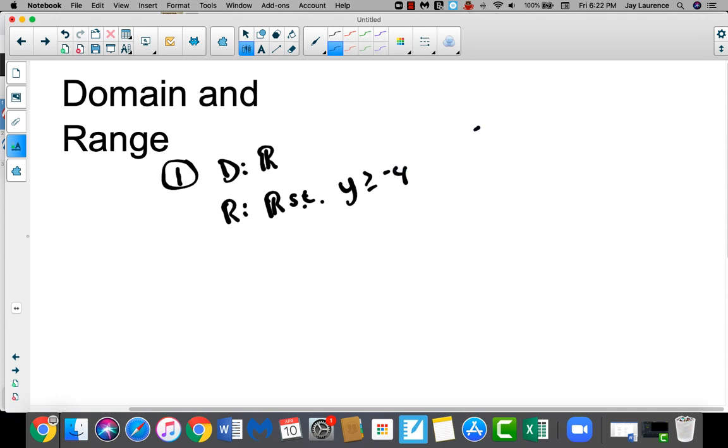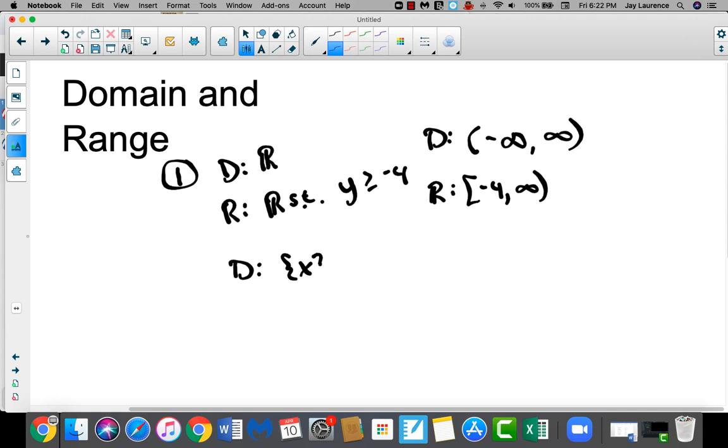Or you could do it using interval notation. The domain would be -infinity to +infinity. The range would be from -4 toward infinity. Remember that? Or set builder notation. In set builder notation, the domain would just be all real numbers x. Just like that. You wouldn't put any restriction on it. The range would be all real numbers y such that y is greater than or equal to -4. Just a little bit of review.